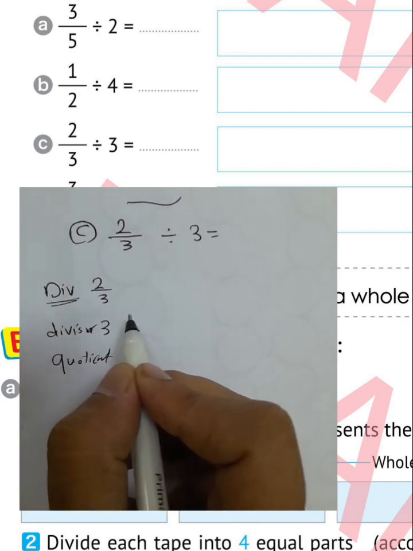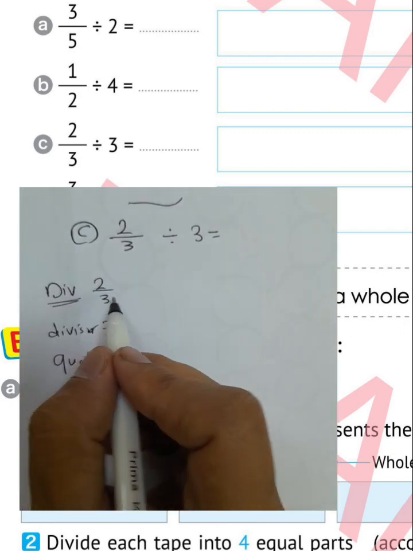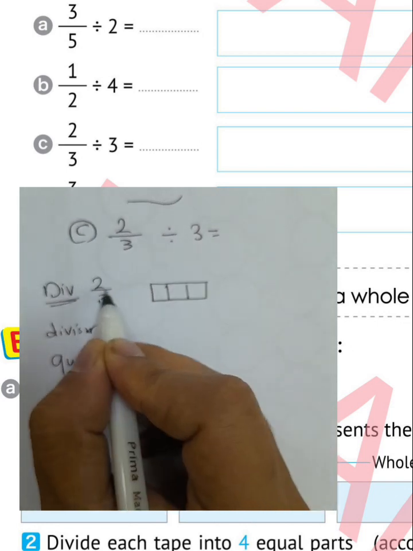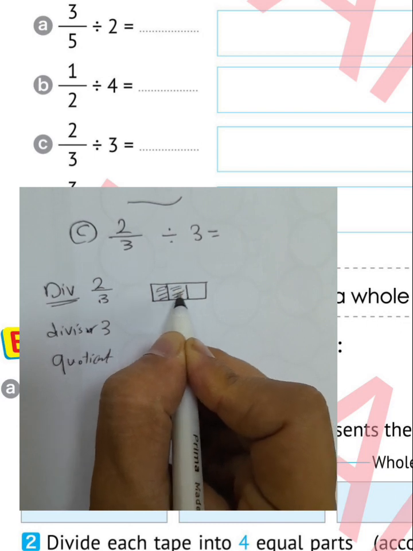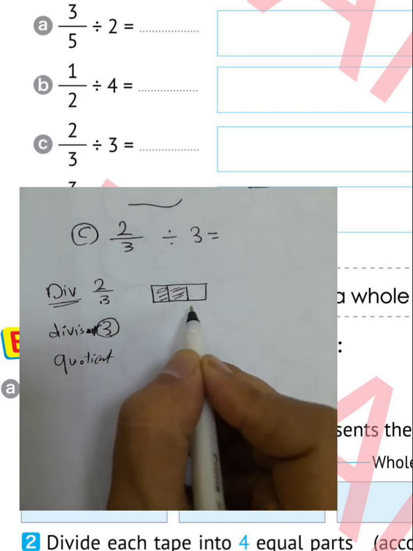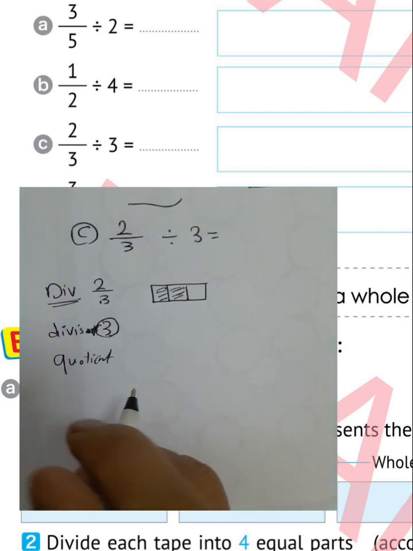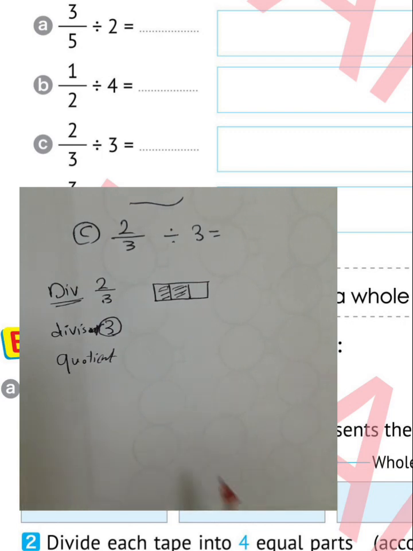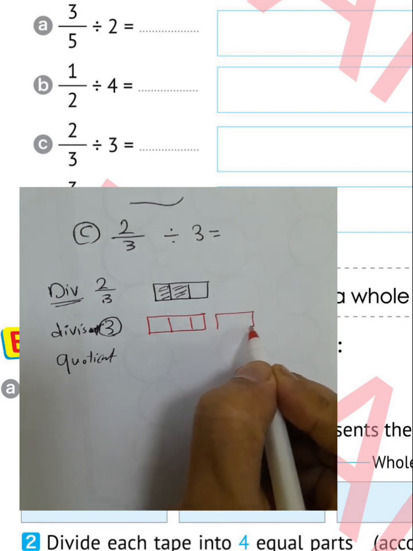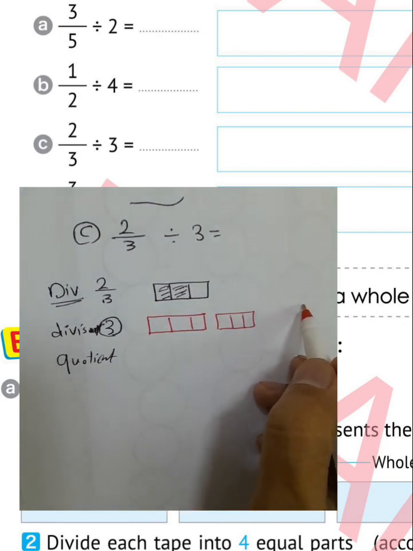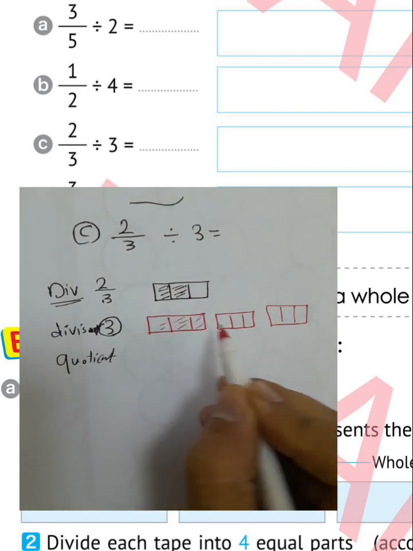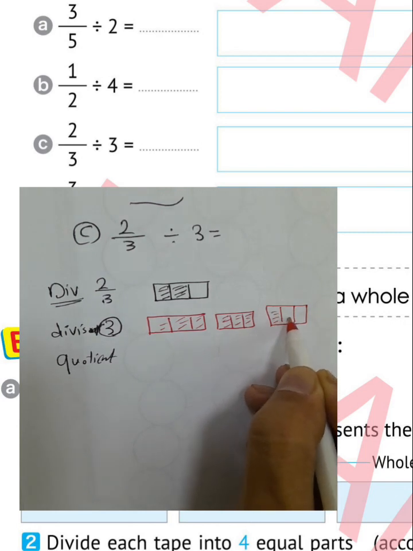Okay, the dividend here, 2 over 3, means draw one model, divide it into 3 parts, and color 2 parts from the 3 parts. And the divisor here, 3, means repeating this model 3 times, and I will color all parts of it. 1, 2, 3. 3 models like these models, okay? And then color all parts in the models.